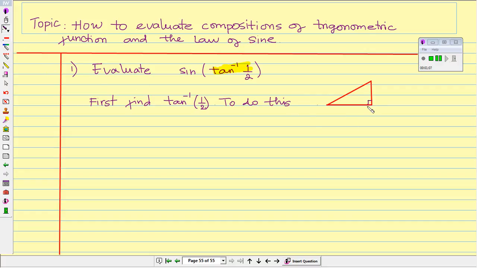And we are going to label. Tangent is opposite over adjacent, so the opposite is 1, the adjacent is 2, and the inverse tangent of 1/2 gives me the angle theta. So from the diagram, we can conclude that theta is the answer for inverse tangent of 1/2.